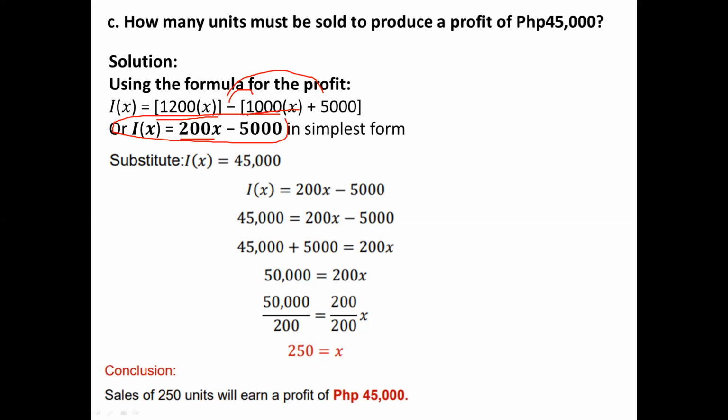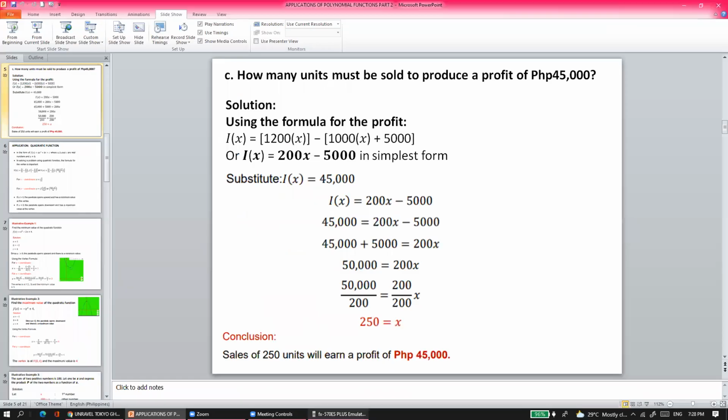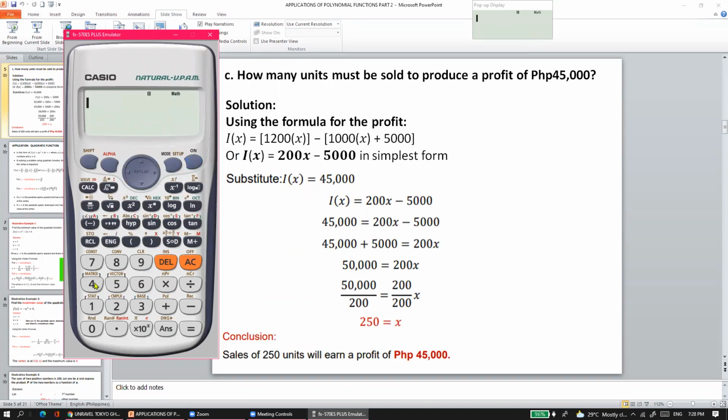Now, para makita mo siya na kung paano ko siya gawin sa calculator uli, I will show you this entire equation solving for x para makita mo yung kagandahan ng calculator technique. So I'll show you the calculation using calculator. First, I'll type 45,000. Then alpha calc. I'll type 200 alpha x and then minus 5,000. Kinopya lang natin yung equation. So, as it is, ganyan lang siya.